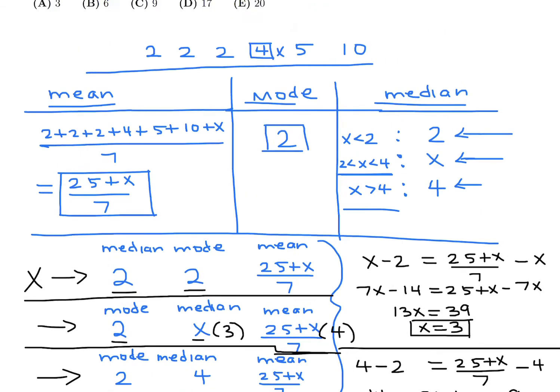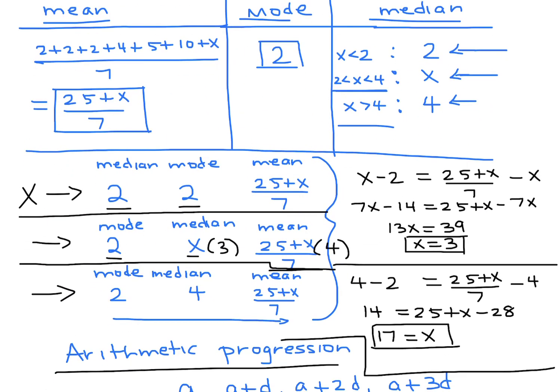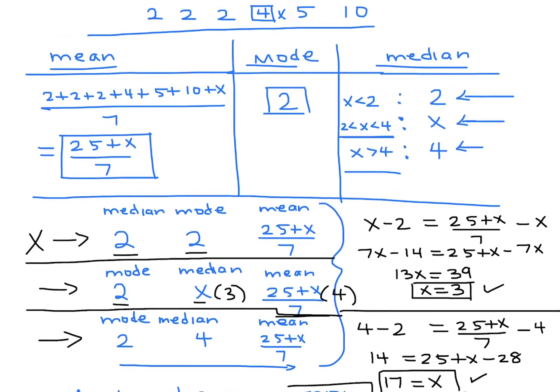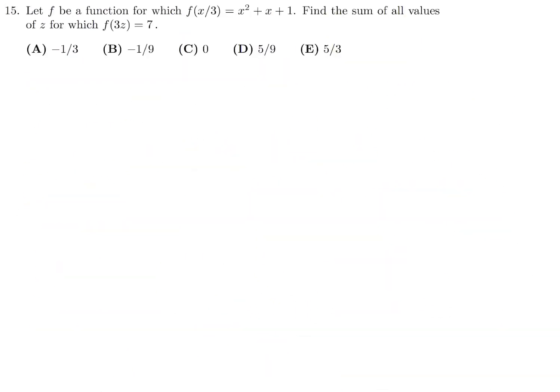And what is our question asking us? What is the sum of all possible real values of x? Well, x is 3 and x is 17, so the sum would be 3 plus 17, which is 20. So the answer to number 14 is E.